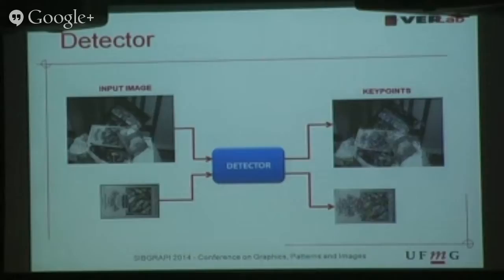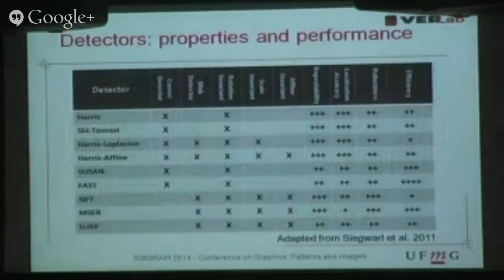The next step is the detector. So you have an input image, the detector, and then you have your key points. So here is a list. Of course, the list of detectors is almost endless. You find numerous detectors out there, and these are the main ones.